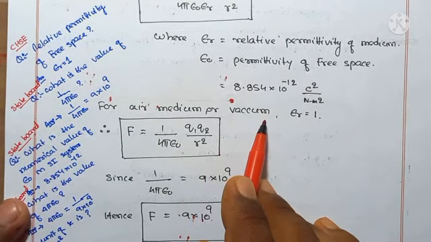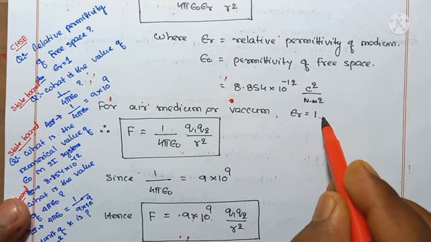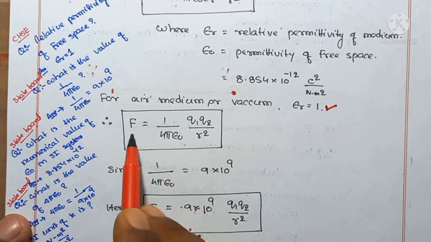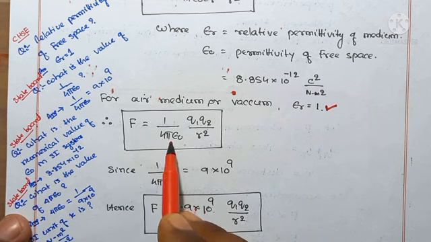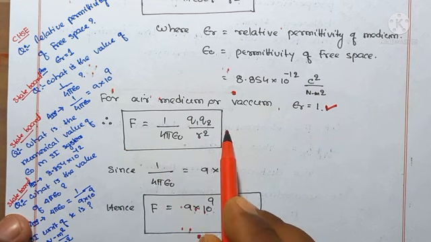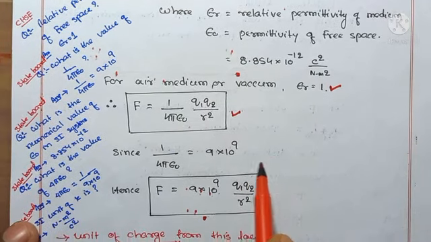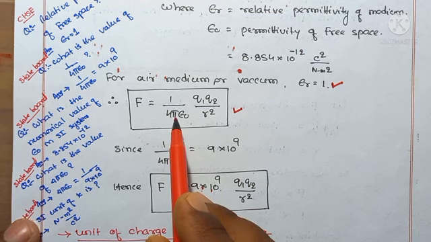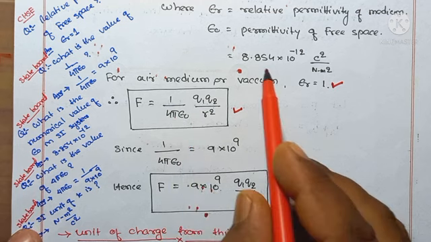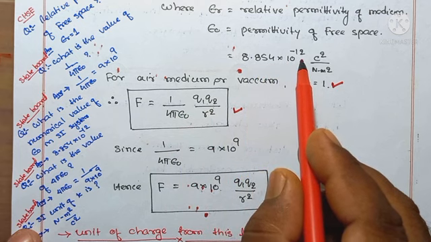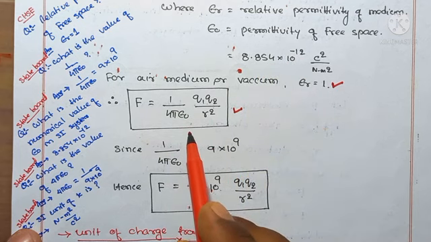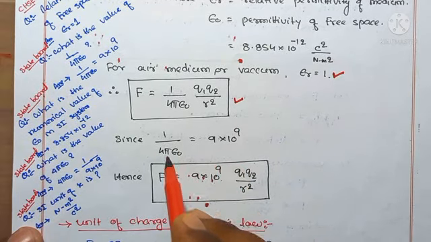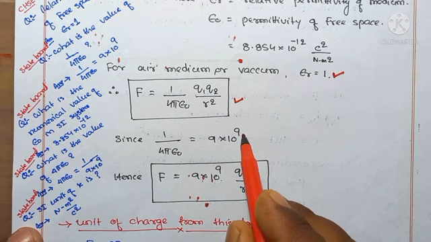For air medium or vacuum, epsilon r is equal to 1. So putting epsilon r equal to 1, our equation becomes F is equal to 1 by 4 pi epsilon 0 Q1 Q2 by r square. अच्छा, पाई का वैल्यू हम लोग को मालूम है 22 by 7 एंड एप्सिलॉन 0 का वैल्यू 8.854 into 10 power minus 12. So putting this value and calculating, we get 1 by 4 pi epsilon 0 equal to 9 into 10 to the power 9.